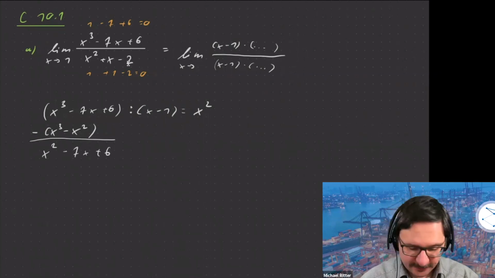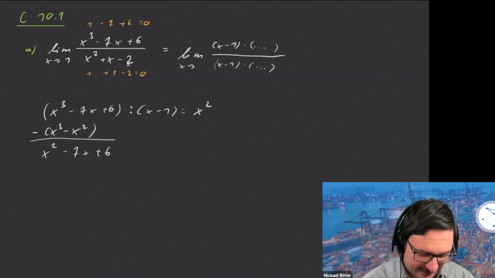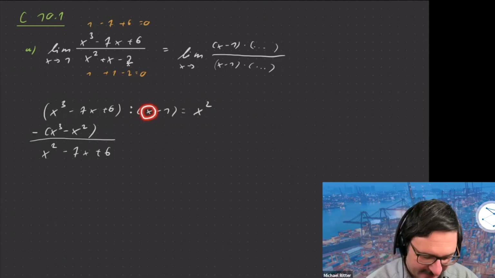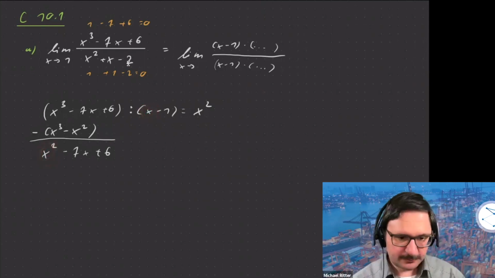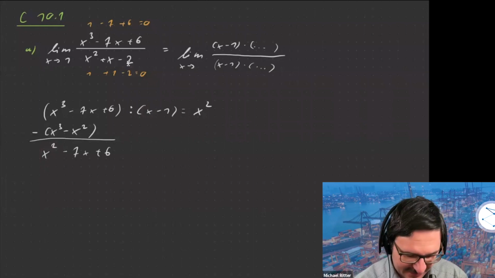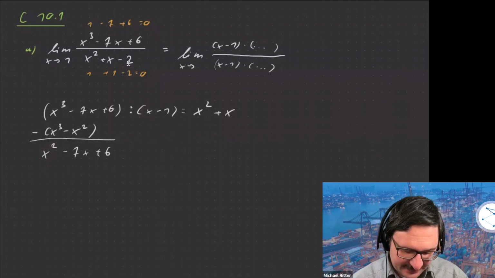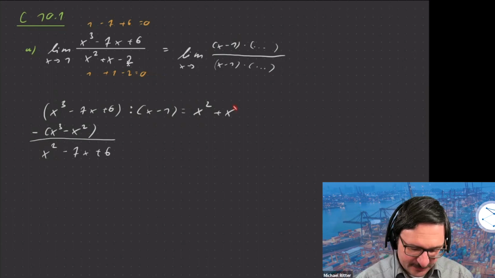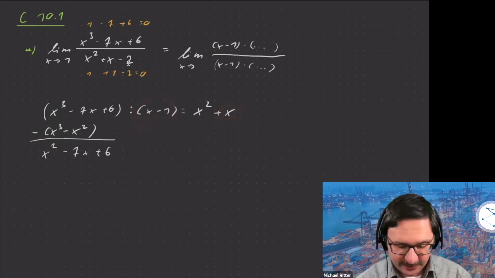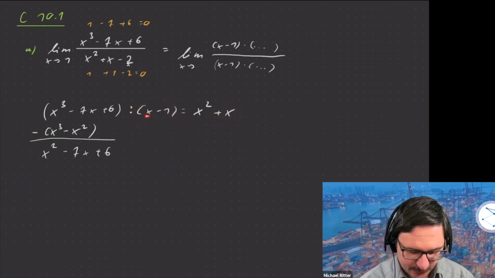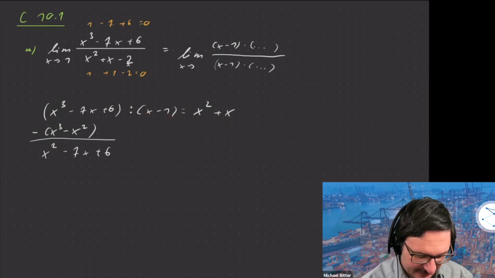And then I'm going to repeat the process. So I'll now find something that multiplied with x yields x squared. And of course, what I need to find here is just x. And I'm multiplying x with that whole factor, x minus 1. So that yields x squared minus x. And I subtract that.